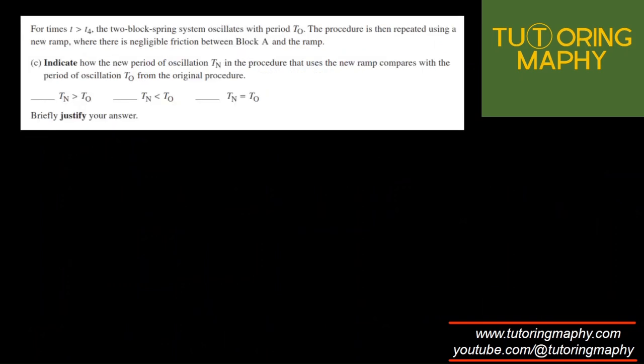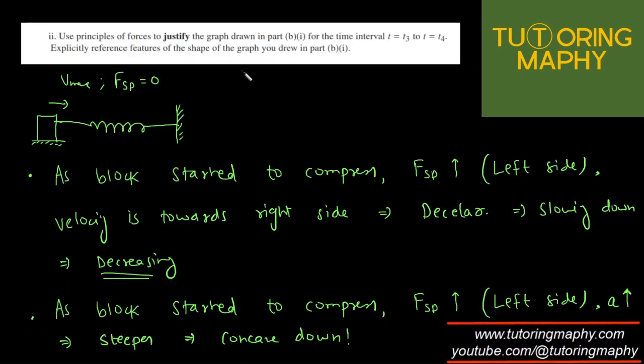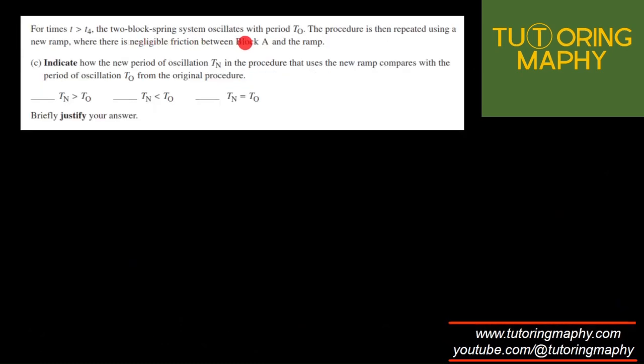I think this was the last question. Oh, no, there's another question. For times t greater than t4, what is t4? Oh, okay, all right. The two-block system oscillates with time period T naught, and the procedure is then repeated using a new ramp where there is negligible friction between A and the ramp. Indicate how the new period of oscillation compares with the period of oscillation T naught from the original procedure.